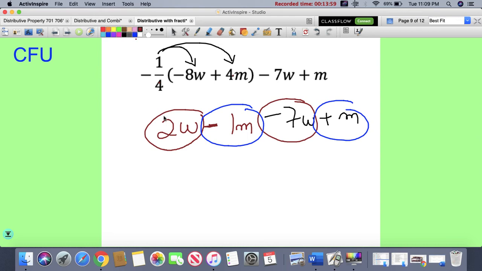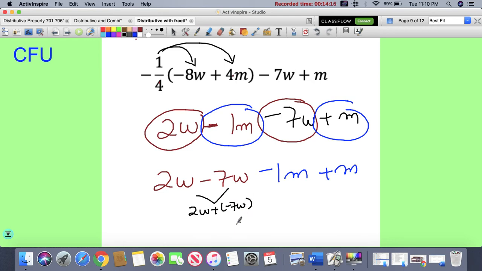Let's put them side by side. 2w minus 7w, minus 1m plus m. Well, this one, again, please change it. It's 2w plus negative 7w. That's going to give me negative 5w, right? Because the negatives are going to win. And this one is negative 1m plus, and don't forget, we can add a 1 here. So it's negative 1m plus 1m. This is just 0. So this becomes 0. I don't even have to write it. So my final answer is this guy right here.